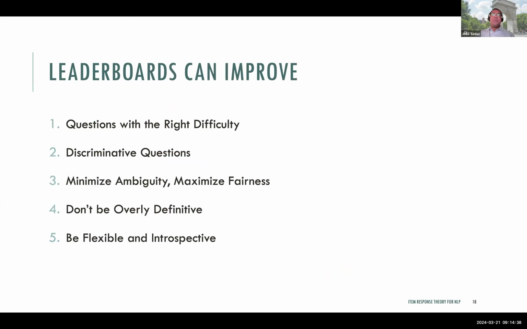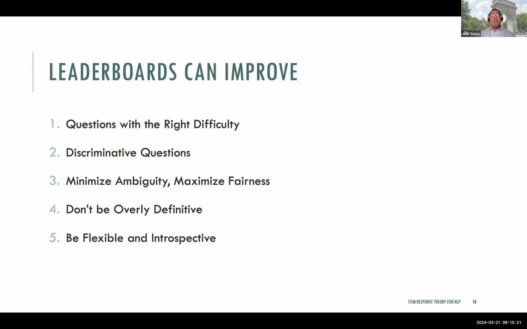However, leaderboards can improve, and examples of how they can improve are basically asking questions with the right amount of difficulty. These questions should be discriminative in order to be able to judge how well a particular type of model or system is doing. We should minimize the ambiguity and maximize the fairness towards any model. So try to make sure that there's no particular advantage under a type of category.